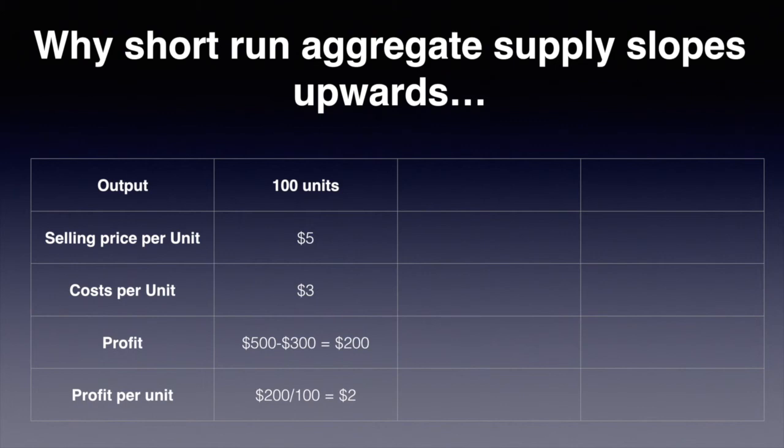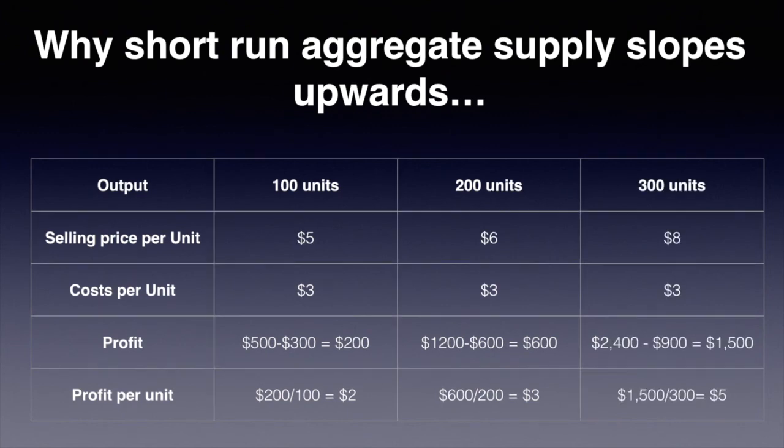Now let's see what happens when the price level rises and we produce more. Producing 200 units and charging $6 per unit at a cost of $3 per unit allows us to make a profit of $600. Our per unit profit has risen from $2 to $3. The reason our profitability is increasing is because in the short run we can increase our selling price, but not increase the cost of labor. The argument holds that in the long run, wages adjust, but not in the short run.